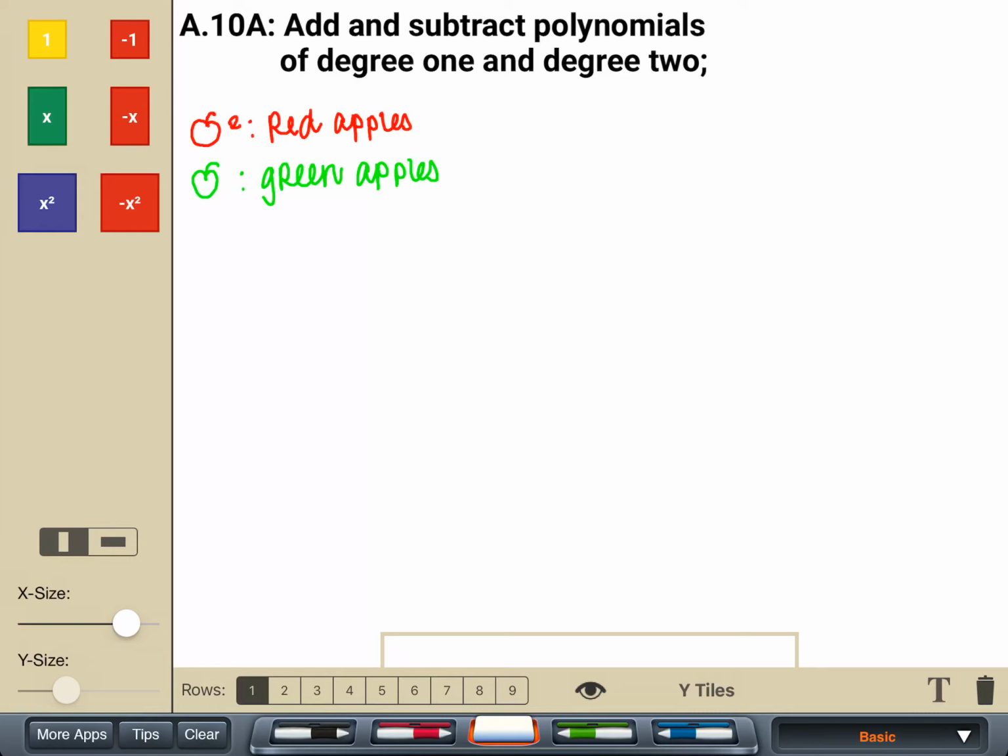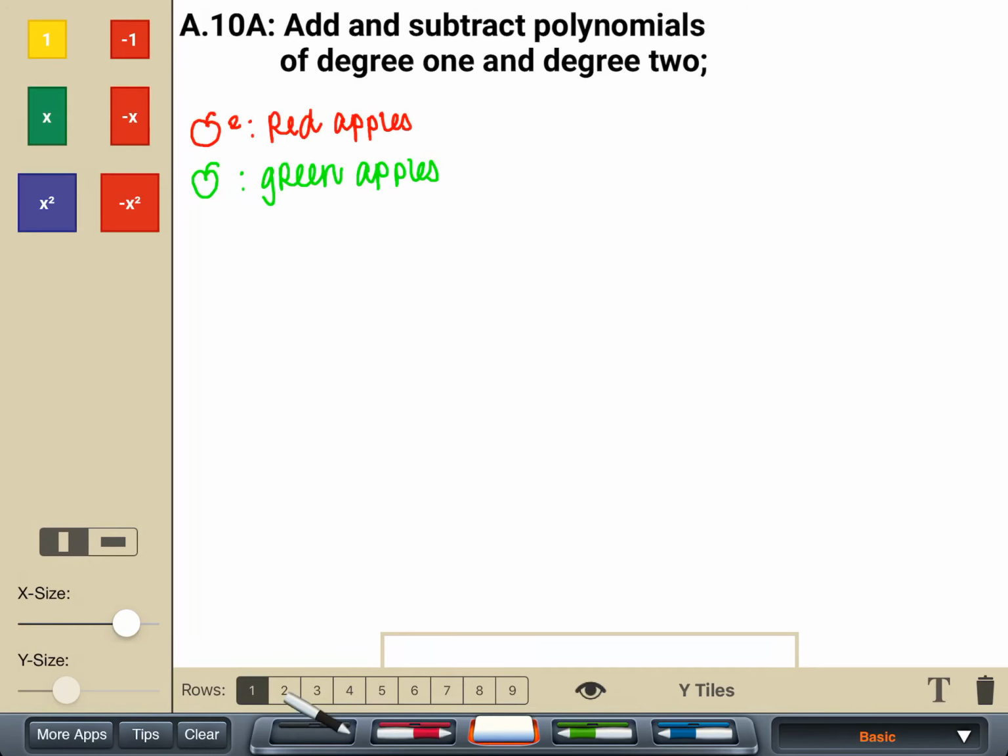Okay, so here we have 8.10a, adding and subtracting polynomials of degrees 1 and degrees 2. So we're going to compare green apples to red apples. For red apples, I'm going to use apple squared as a symbol, and for green apples, I'm going to use a green apple. The red one will be red, green will be green.